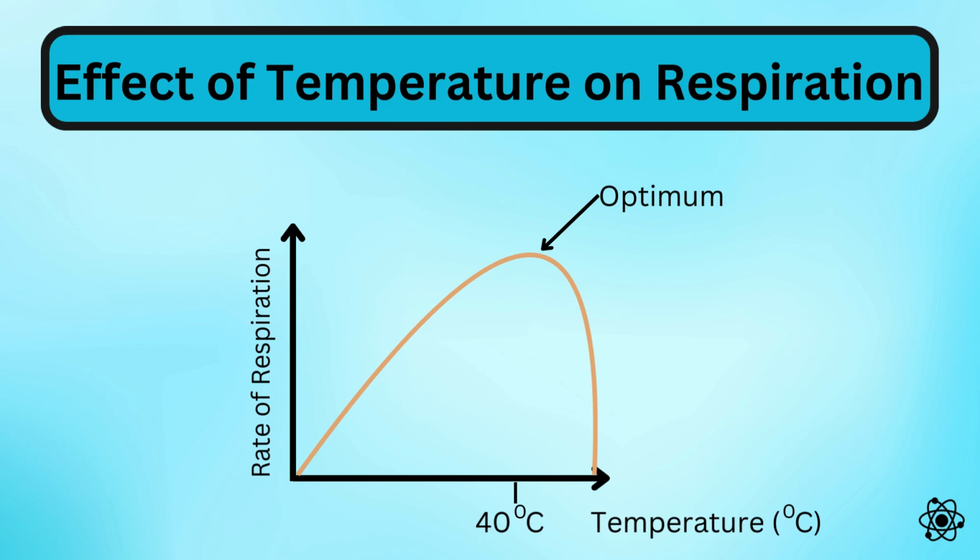So, as the temperature increases up to 40 degrees Celsius, the rate of respiration increases. So, the time taken for the solution to become colorless reduces. The rate increases as the number of collisions between enzymes and the substrate increases. Beyond 40 degrees Celsius, the rate of respiration decreases, so the time taken for the solution to become colorless increases. The rate decreases since the enzyme starts to denature.